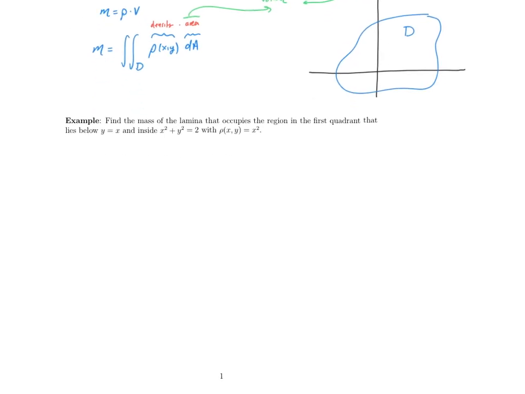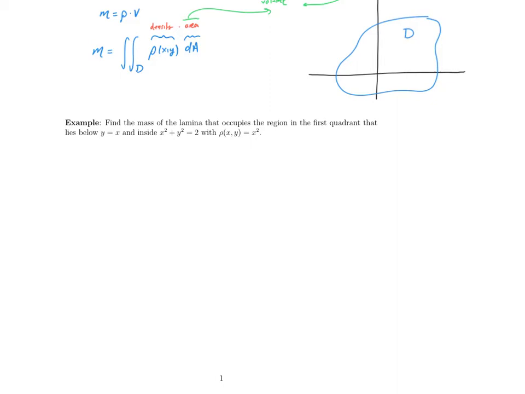So consider the following example. Find the mass of the lamina that occupies the region in the first quadrant that lies below the line y equals x and inside this circle centered at the origin, with the density function x squared. And note, this is nothing more than us asking you to evaluate a double integral. We're just describing it in a slightly different way.